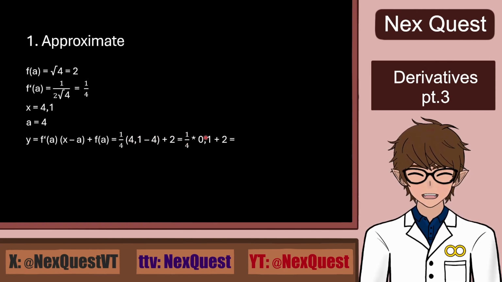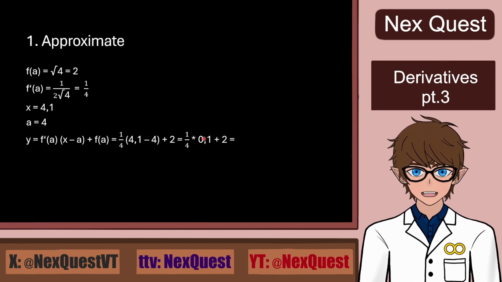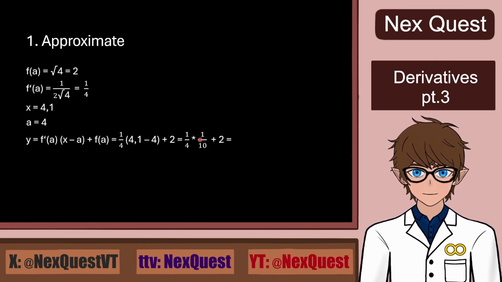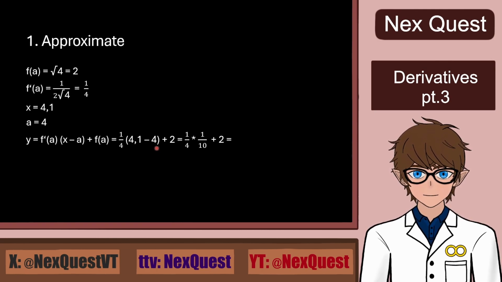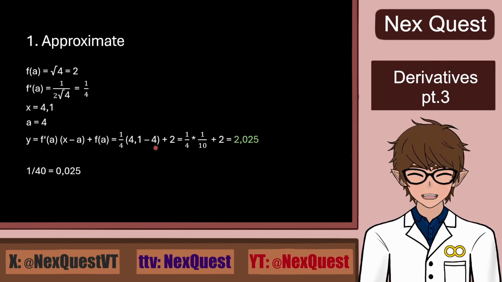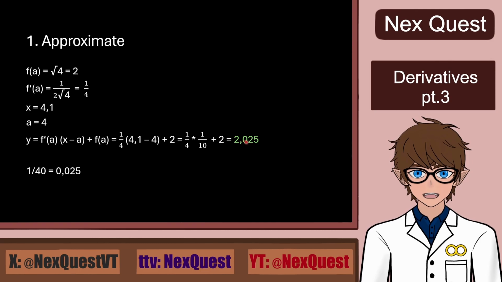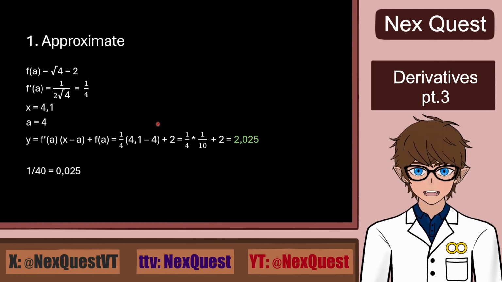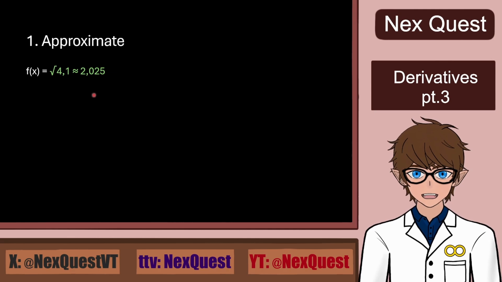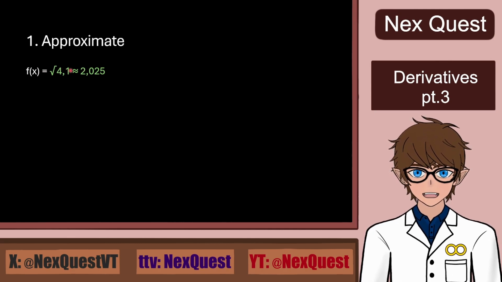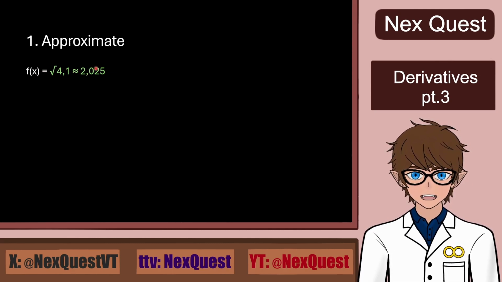1/4 times 0.1 is 1/4 times 1/10, which is 1/40th, plus 2. So 1/40th equals 0.025. So adding that to 2 is 2.025. And this is our estimation, which we write something like this. So the square root of 4.1 is approximately 2.025.